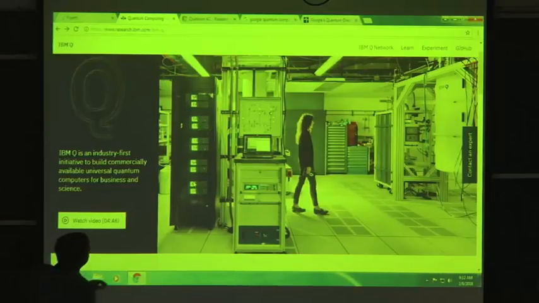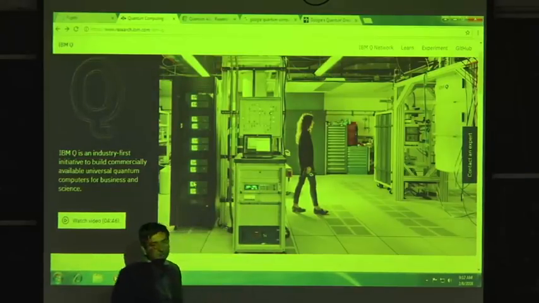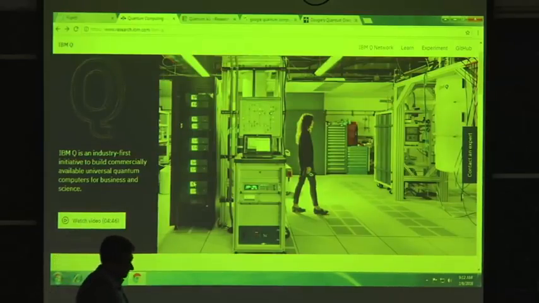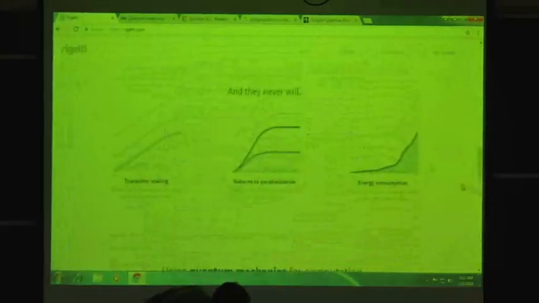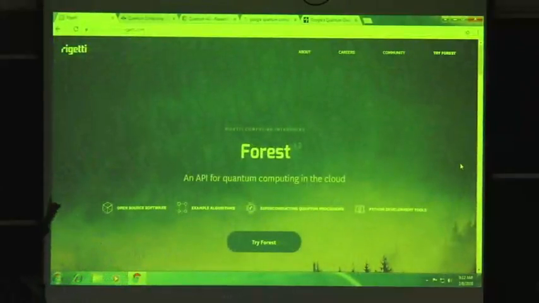And then you have a wiring coming out of this device and coming into a mainframe, classical computer, and you have a digital program that operates this machine. And then this company in San Francisco called Rigetti is actually coming up with an open source Python-based scripting language for quantum computers.